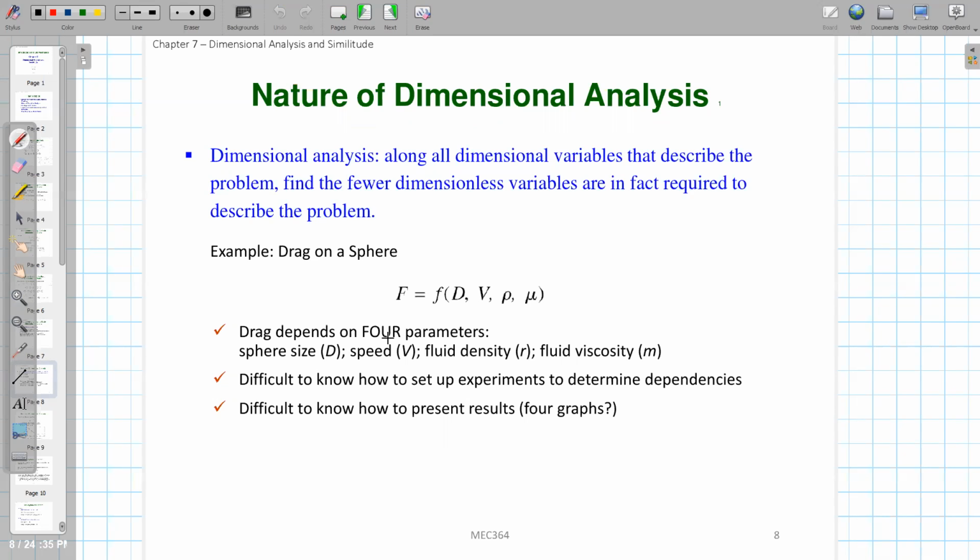When I do experiments, I do not want to measure all the parameters. I just want to see which one is important. How can I find that? Without the equations, you can still do that, and this method is called dimensional analysis.